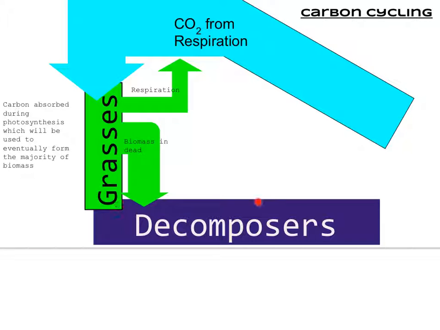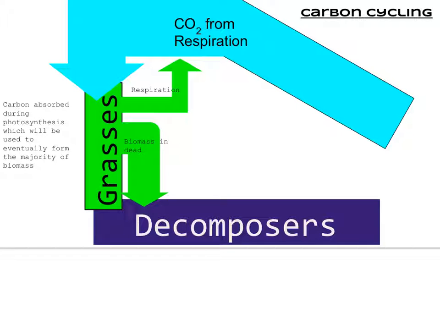Look at how big this decomposer box is. That is because there is a lot of biomass in decomposers. We might have talked about in class that roughly 80% of Earth's biomass are made of microbes or single-celled organisms. And if we haven't talked about it, we will. Well, those decomposers will take in the grass's biomass.